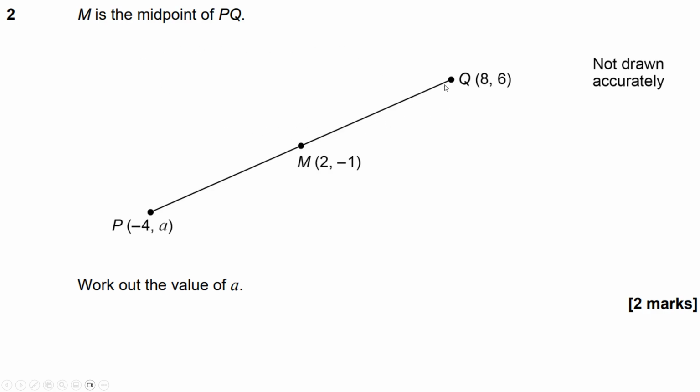M is the midpoint. So if you've ever got 2 points on a line, and you've got a midpoint, the average of these two coordinates gives you the middle one. For example, 8 plus minus 4. So 8 minus 4, and then divide by 2 will give you 2. So 8 minus 4 is 4, 4 divided by 2 is 2. 6 plus a over 2 should give you minus 1 then. Okay, multiply both sides by 2. To get that, take away 6, so a is minus 8.